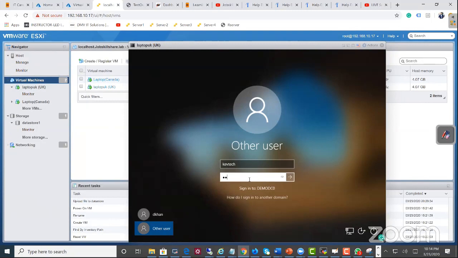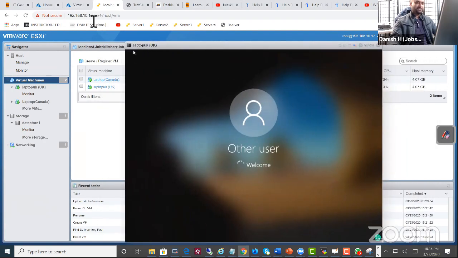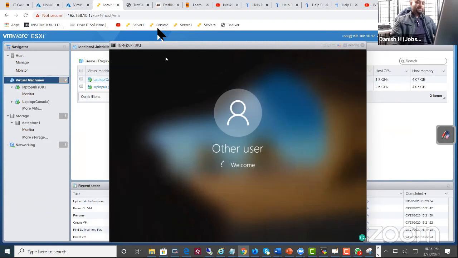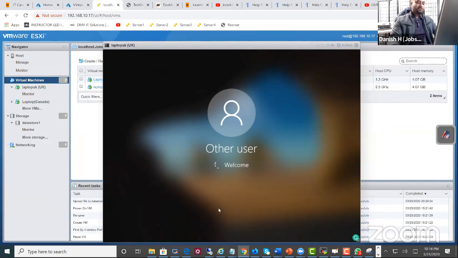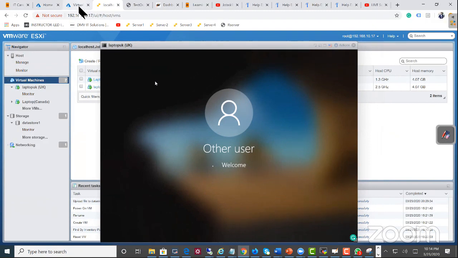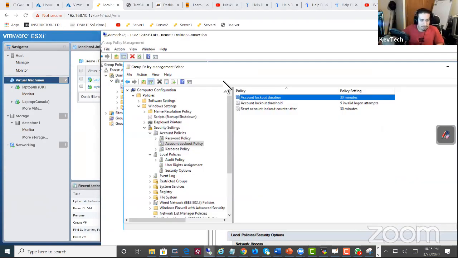Is CapTech a part of that? Okay, let me see. I should be logged out by now. The other thing is, is this policy being applied, by the way? We can try that. Oh, we need to apply the command. Since it's already connected to the domain, it should do it. It's supposed to pull the policy on the machine, and then the machine's supposed to get locked out after a certain amount of tries.